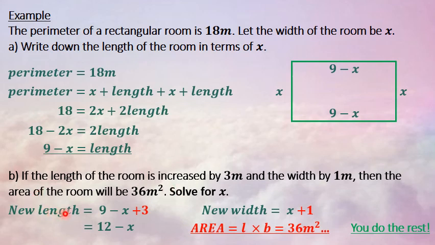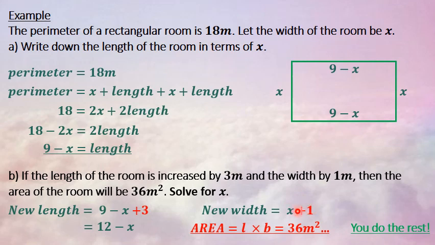So let's write a new length because we've increased the dimensions of this room. The original length was 9 minus x. But the question tells me to increase this dimension by 3. So 9 plus 3 gives me 12 minus x. So that's the actual length now that we're dealing with. Then the new width, it was originally x, but they said it's been increased by 1 meter. So our new width is x plus 1.